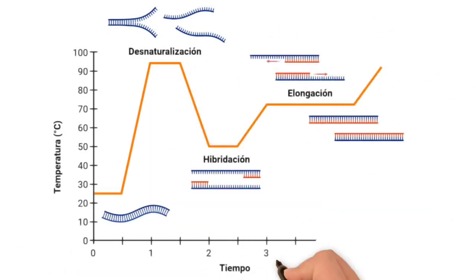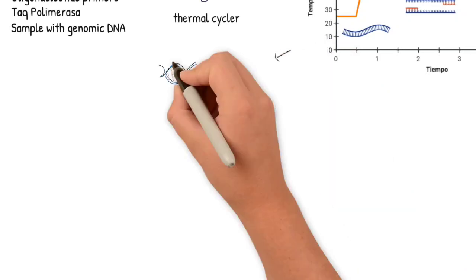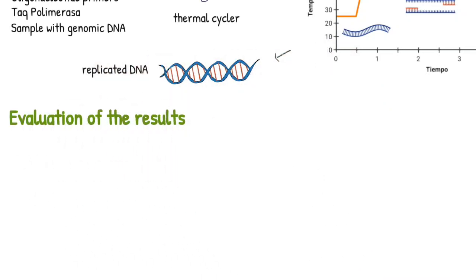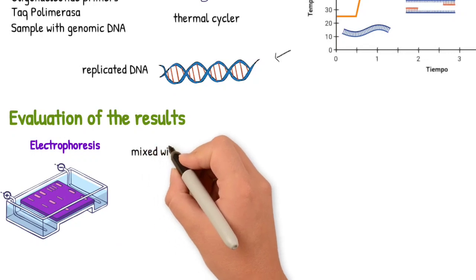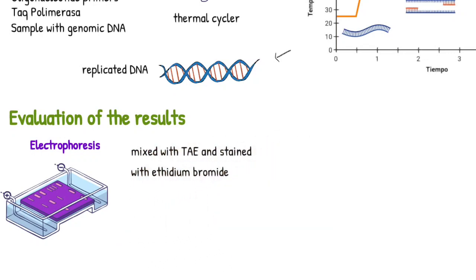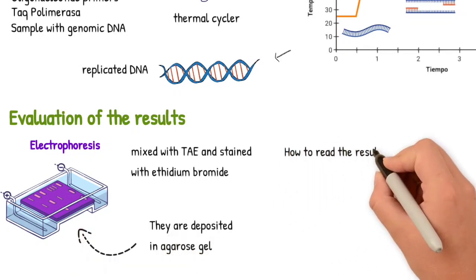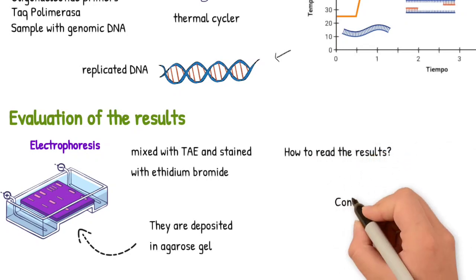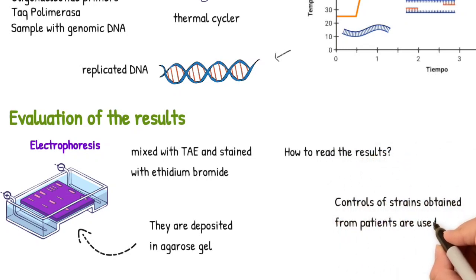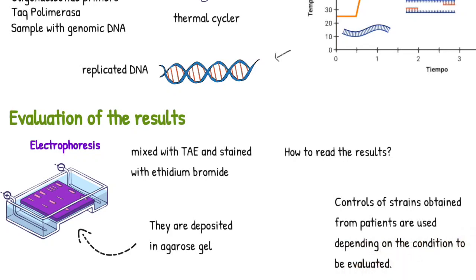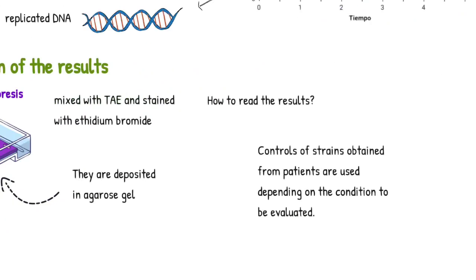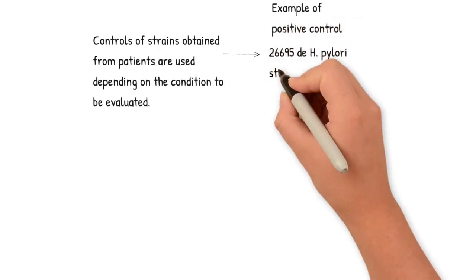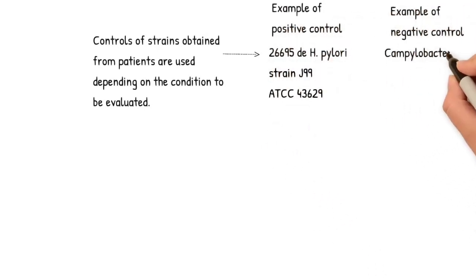Then the amplification is carried out with a thermocycler where the different phases occur: initiation, denaturation, alignment, and extension cycles, and the final extension. The samples obtained after PCR are mixed with TAE and stained with ethidium bromide, and then placed on agarose gel. To evaluate the results, rather than a positive or negative control, controls of strains obtained from patients with conditions to be evaluated are used. Here are some examples of positive controls as well as negative controls.